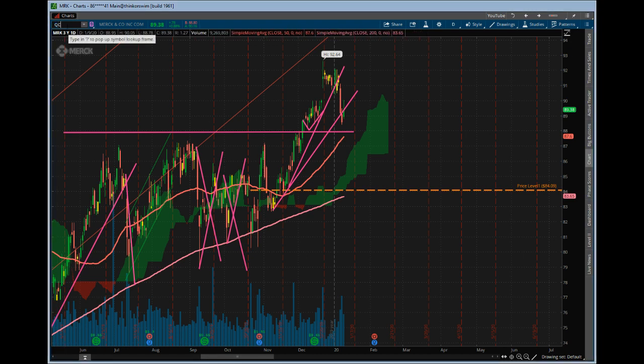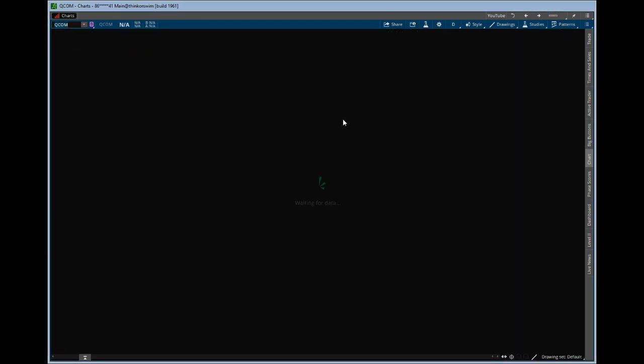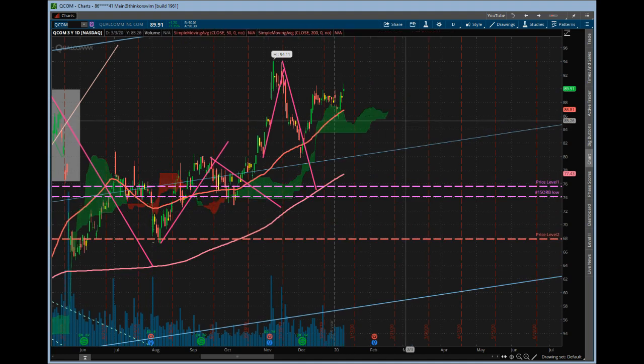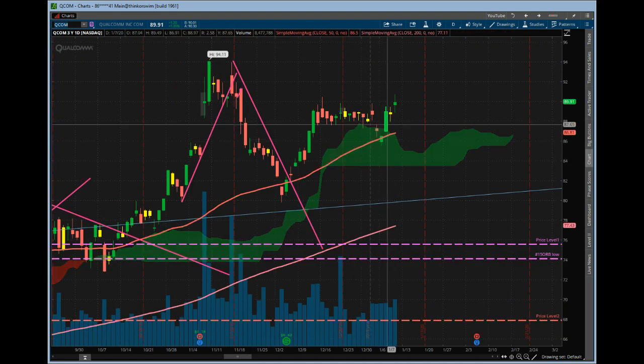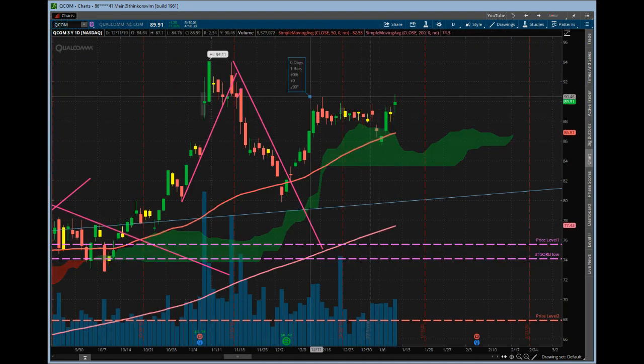QCOM. Yeah, so QCOM looking interesting. Inside day. Right, this nice big candle here that got out of the cloud. Big kind of congestion zone right here. Failed to close over that right now, so that's kind of like your key level that you want to close above. Netflix.